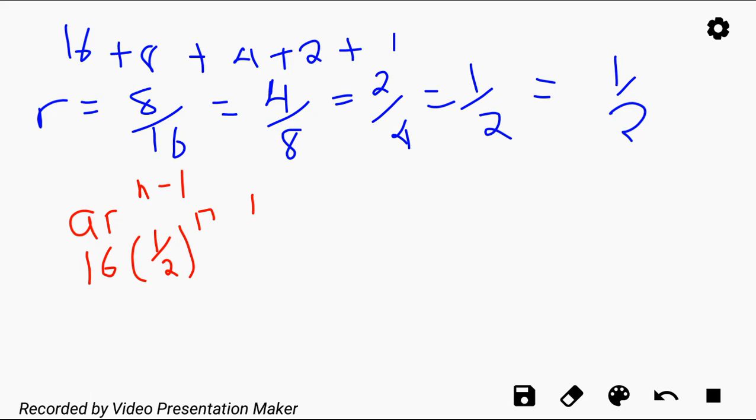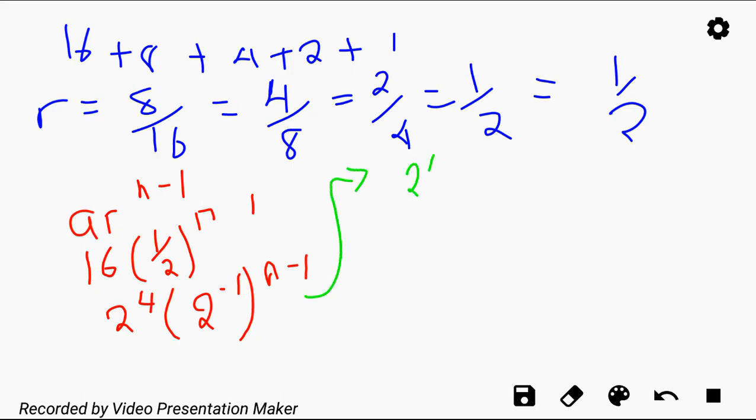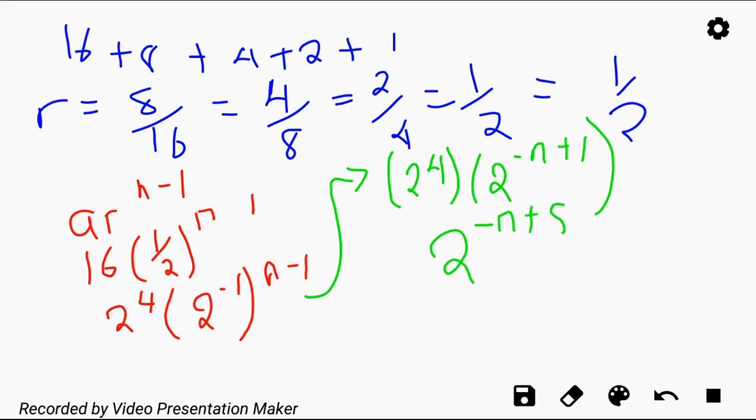Here I can see that I can express 16 as 2 to the power 4, and I can also express 1 over 2 as 2 to the power negative 1, all to the power n minus 1. So I can go further by saying 2 to the power 4, and then 2 to the power negative n plus 1. Interesting, huh? Adding up these powers, I'm going to have 2 to the power negative n plus 5. So this would be my formula for the sequence. I'm going to keep this.